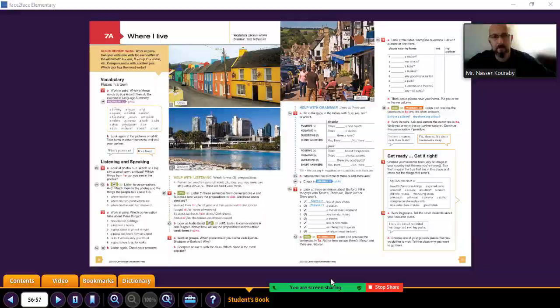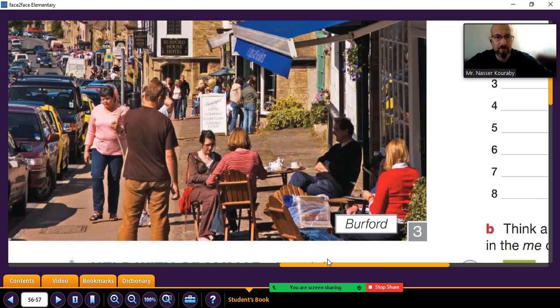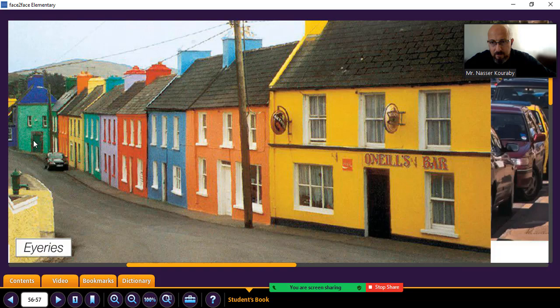Okay, guys, so let's move here to exercise number 6, which is the grammar. Help with grammar. There is, there are. What does there is and there are mean? Look here in the photo. For example, in this street, there is a car. There is one car. Okay?